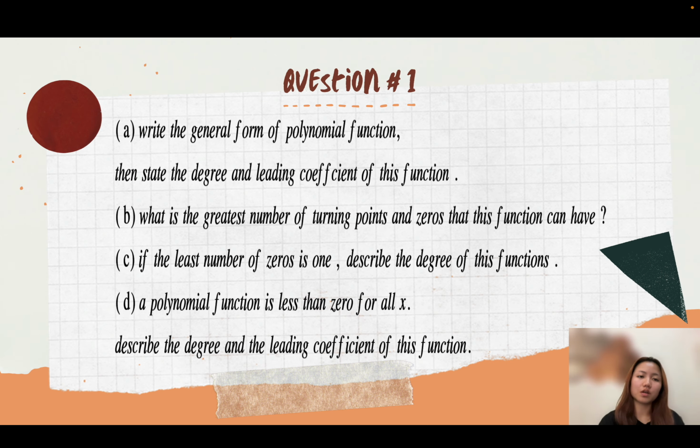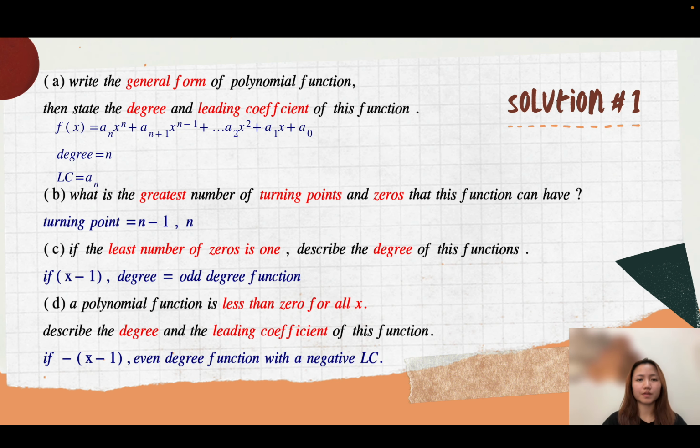Now we are going to look at a question. So the question is like this. A, write the general form of a polynomial function. So the general form is this one. And then what are the degree and the leading coefficient of this function? The leading coefficient is the one in front of the highest power.